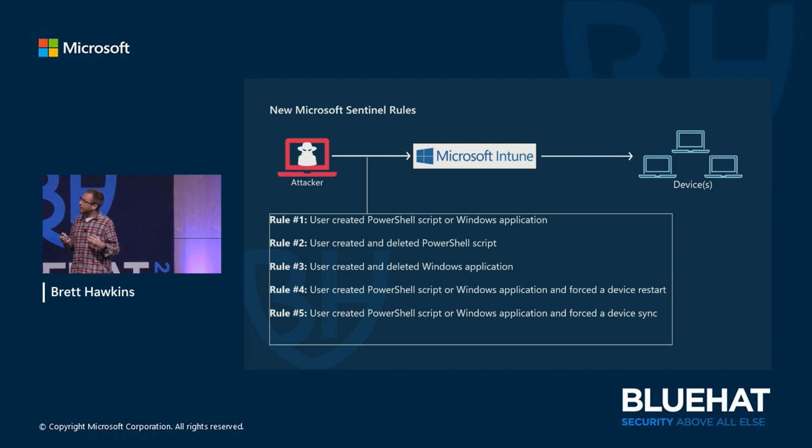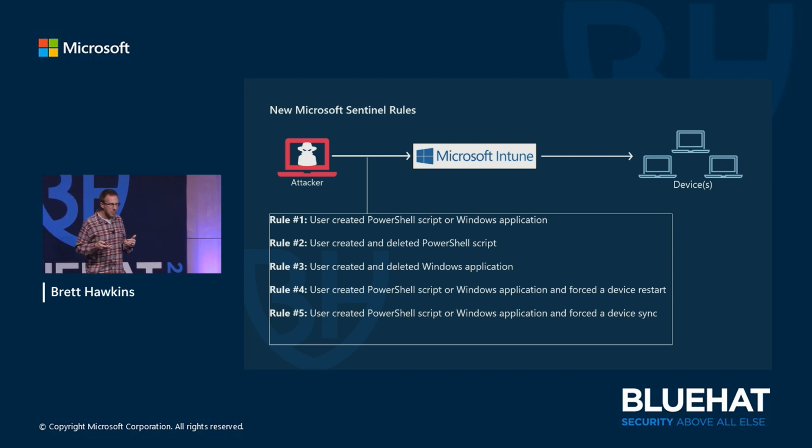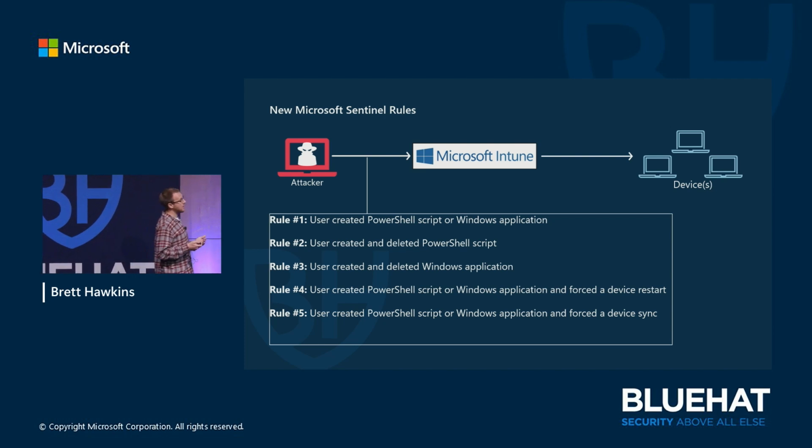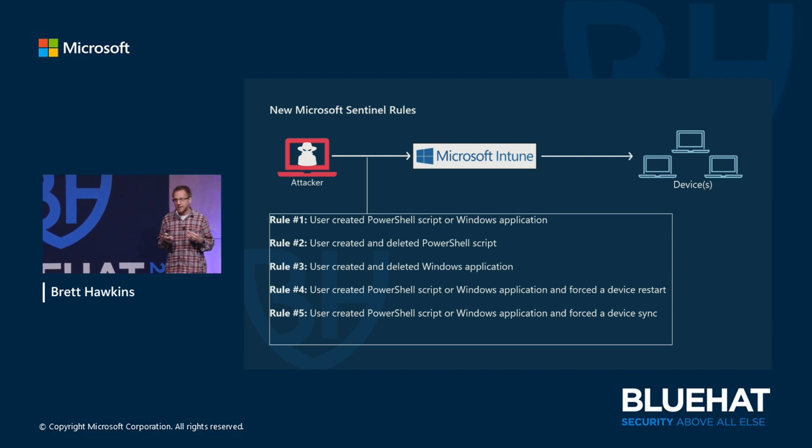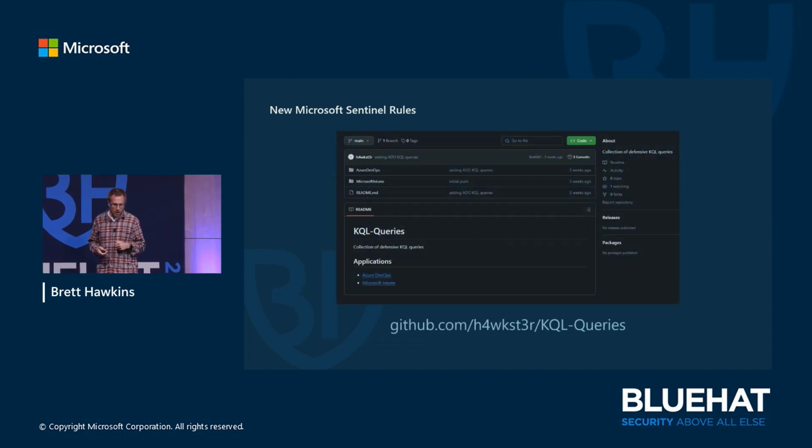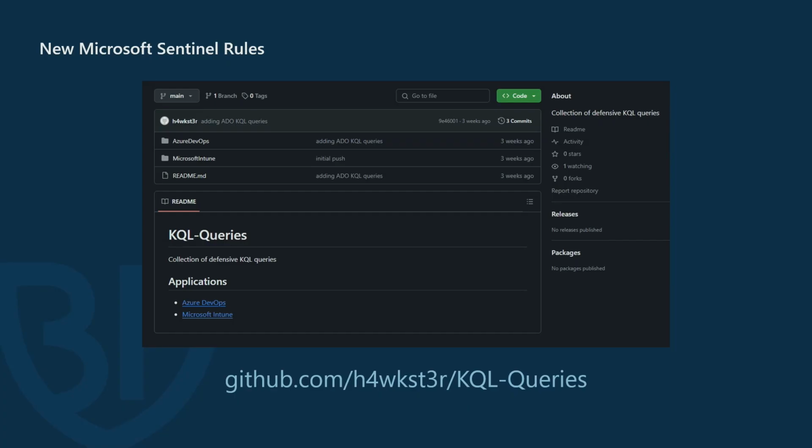Obviously, definitely tune these in your environment, but this was just kind of a good way. Maybe you can use this for threat hunting to be able to threat hunt this type of potential misuse. And I've got them published on my personal GitHub here. So I've got KQL queries. I've got some for this Intune research as well as some Azure DevOps research that I published at Black Hat Europe last year. So if you're interested in the KQL queries, definitely check it out at that repo there.